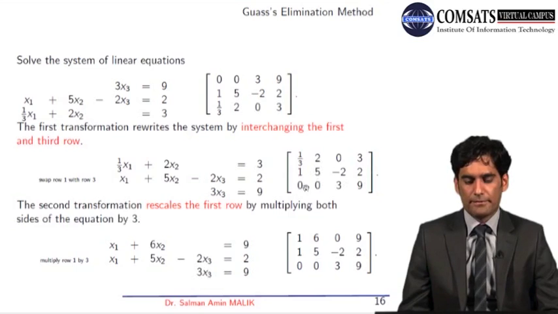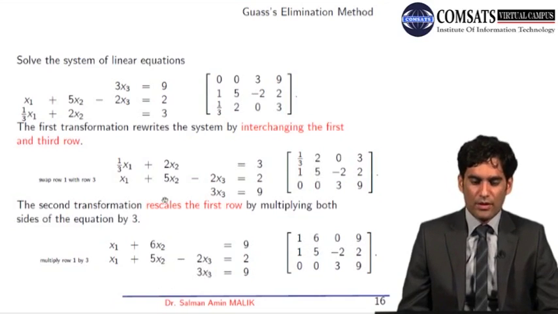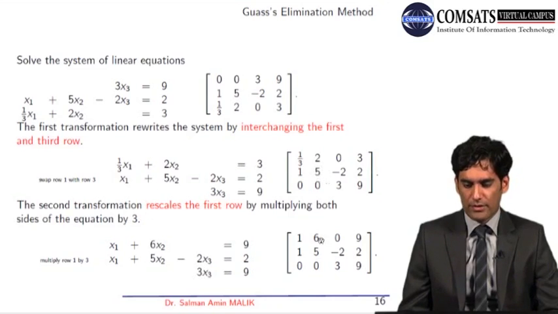The second transformation is that I rescale the first row by multiplying both sides of the equation by 3. So I multiply the new equation 1, which is this one, by 3 and get a new equation, and the remaining two equations remain the same. So multiply row 1 by 3. I did the same with the augmented matrix. So the operations with the system of linear equations and the augmented matrices go side by side.